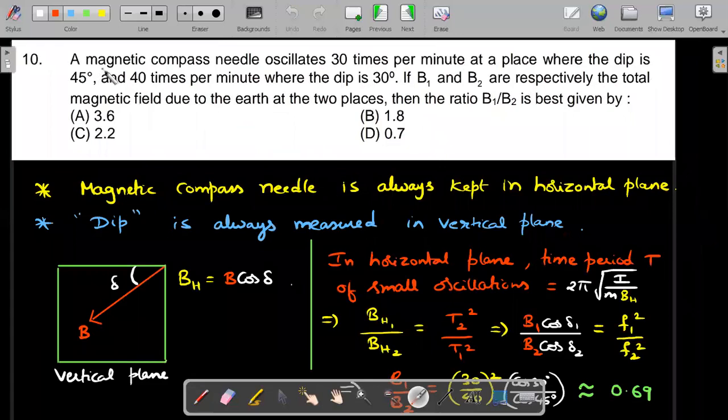So here's the solution. The thing you need to know about a magnetic compass needle, I think you might have used it before also: whenever you hold it in your hand to check north south, you always hold it in a horizontal plane. So even if it oscillates, oscillations are all in horizontal planes. That's point number 1. Point number 2, dip is always measured in the vertical plane using an instrument called a dip circle.